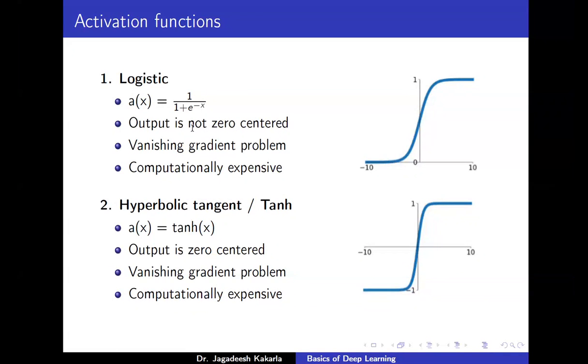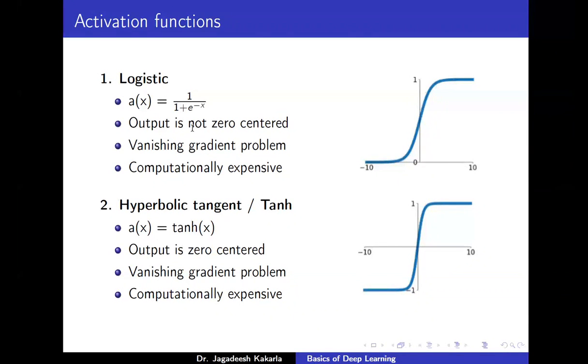Then another activation function is tanh. We have the ReLU, we have the leaky ReLU. First let me discuss the tanh. The tanh is the hyperbolic tangent of x. This is the pictorial representation of the tanh. The problem with the tanh is that its output is zero centered, but it also has the vanishing gradient problem, and it is computationally expensive.